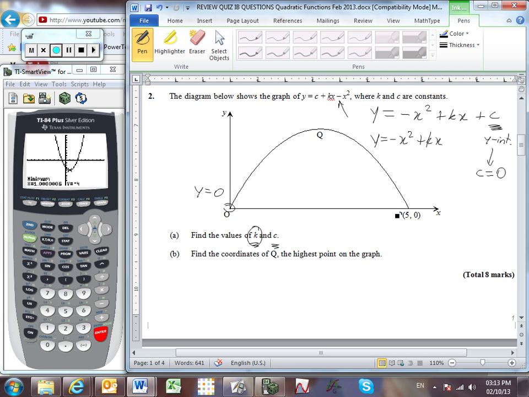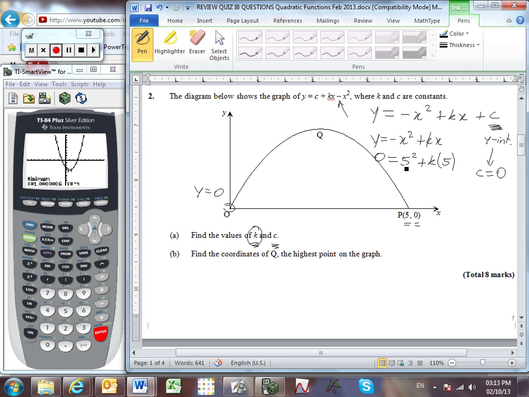Oh, I can see that the point (5, 0) exists on our quadratic function. So that must mean that it satisfies this equation. That is to say that when x is 5, y must be equal to 0. So let's put in a y value of 0 when x is equal to 5. And now let's solve for our value k.